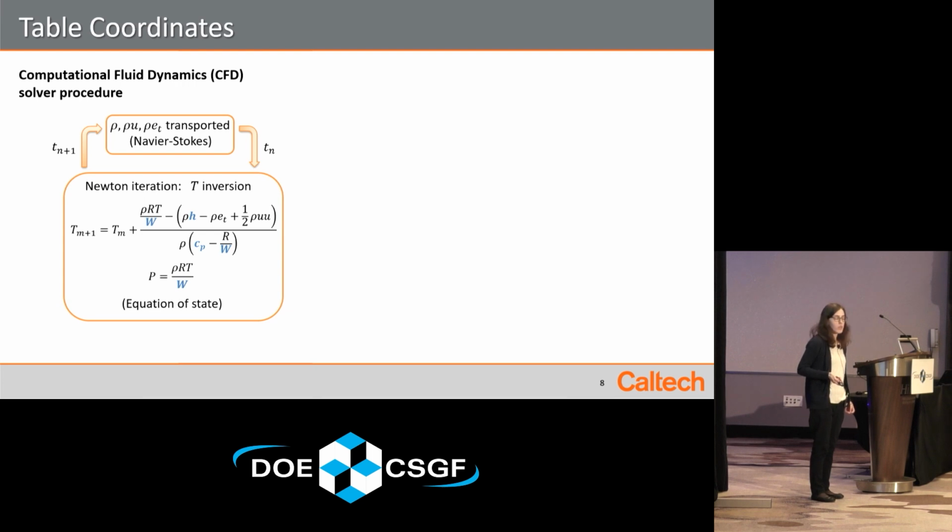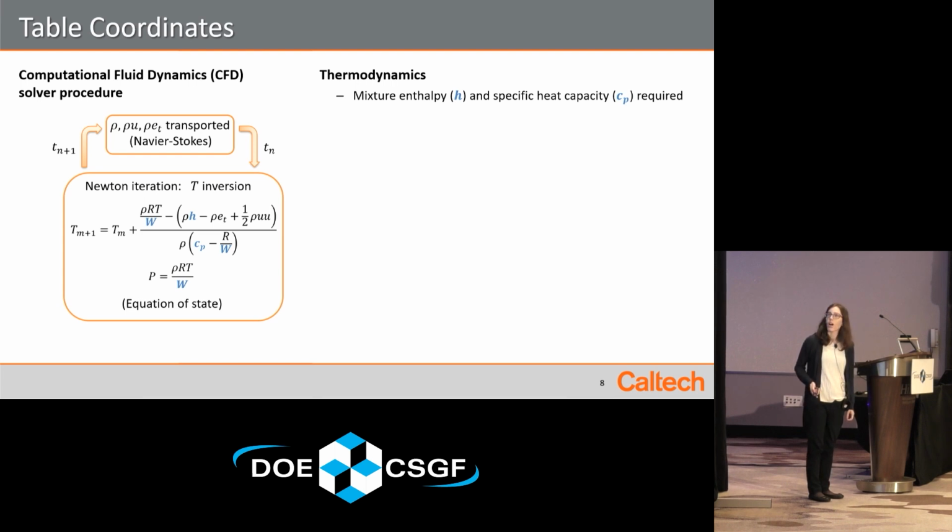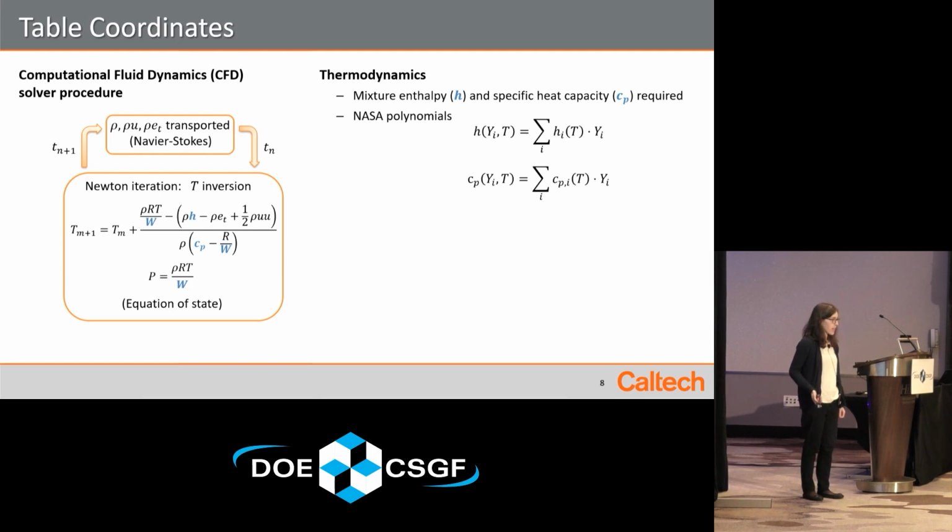So there's a couple of things we can notice from this solution procedure. In terms of the thermodynamics, we see for that temperature inversion, where I've bolded some of the variables, we need the mixture enthalpy, H, as well as the specific heat capacity, Cp, in order to get that temperature. And we have those quantities naturally through the NASA polynomials as a function of temperature.